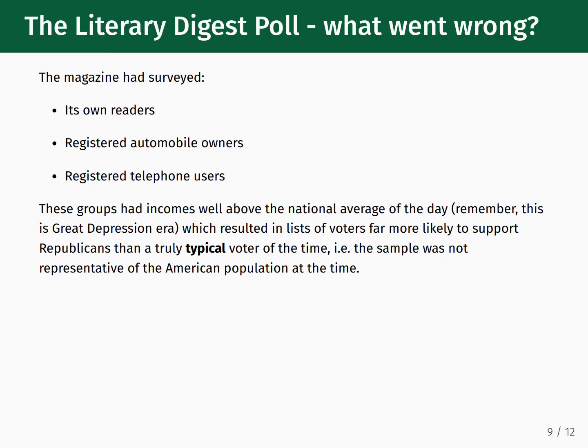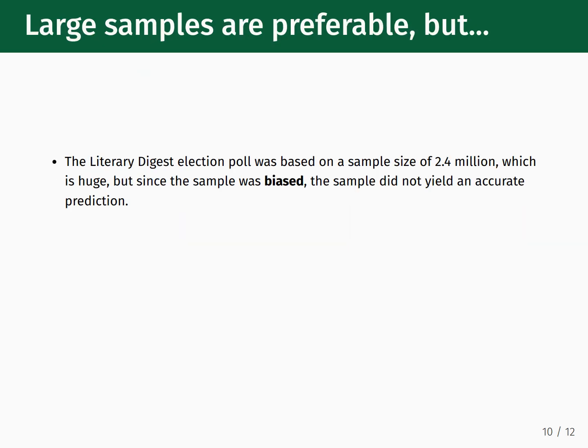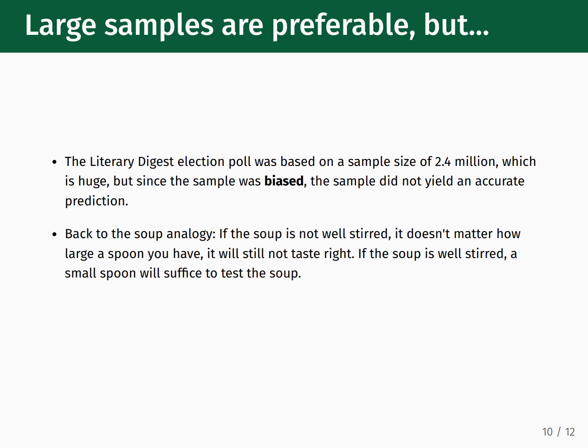While this is a story that happened over 80 years ago, it is a cautionary tale that has become even more relevant in the age of big data. Large samples are preferable, but they are worthless if they are biased and lead to inaccurate predictions. Returning to our soup analogy, if our soup is not well stirred, then it doesn't matter how large a spoon you have when you sample it. It will still not taste right. If instead the soup is well stirred, then a small spoon will suffice to test the soup.